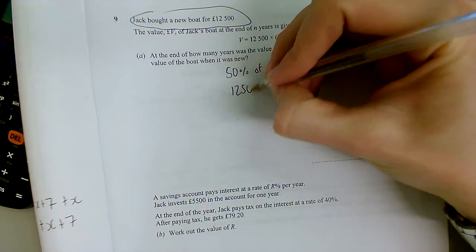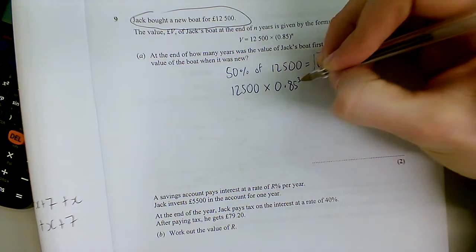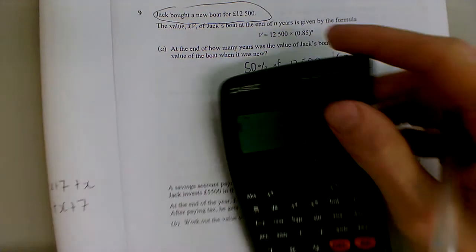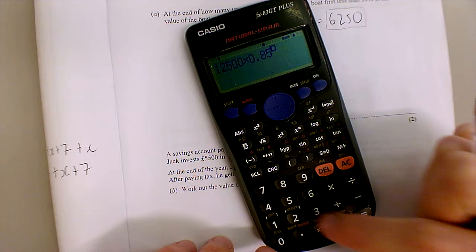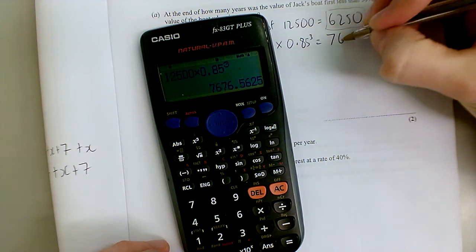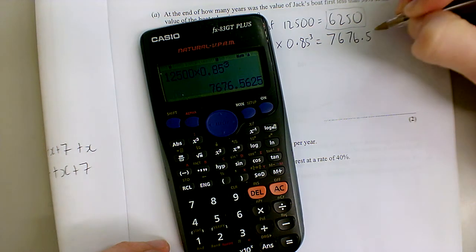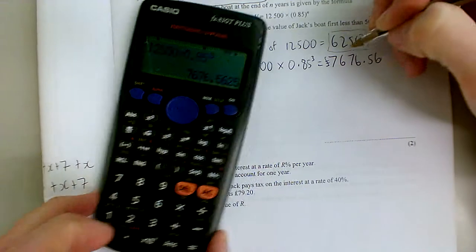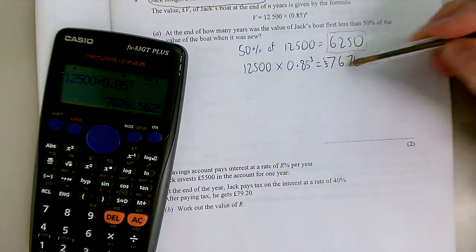Now if I try some numbers, let's say I want to know what the value was after 3 years. Let's just try 3 and see what happens. So 12,500 times 0.85 to the power of 3. Okay, so after 3 years we've gone down to 7676.56. Alright, it's not gone below 50% yet. It's not quite got as low as 6,250.